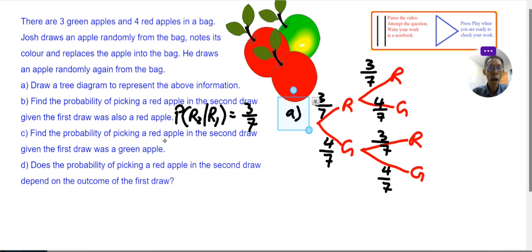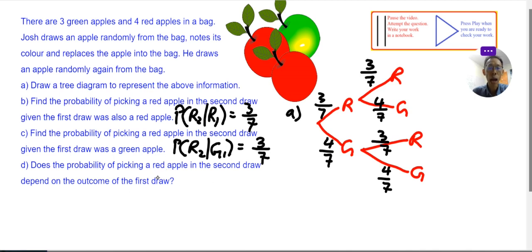Finding the probability of a red apple in the second draw, given, it's a straight line, given that it was a green apple in the first draw. So green apple here, green first. But because it's a replacement, there are still 3 red apples in the bag. So the answer does not change, it's still 3 out of 7.